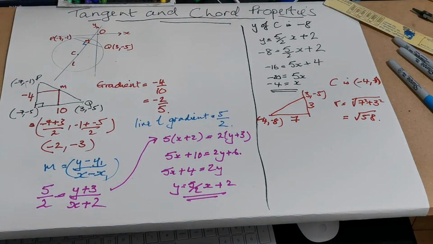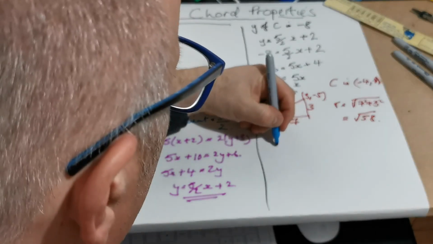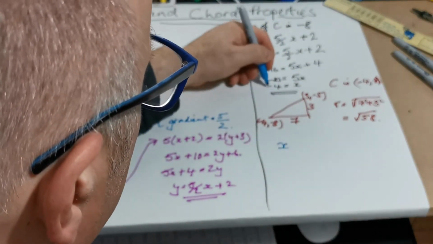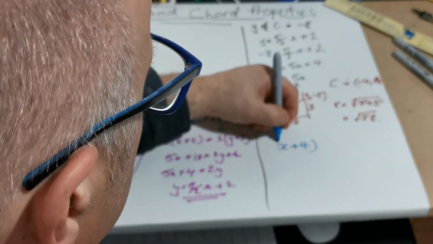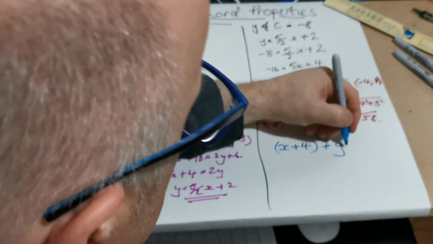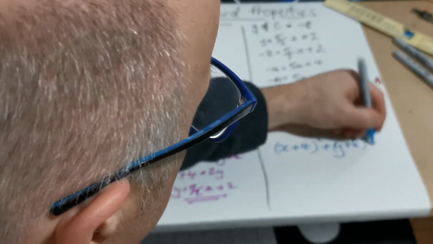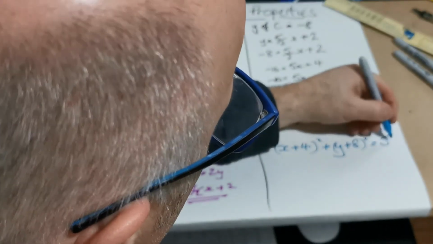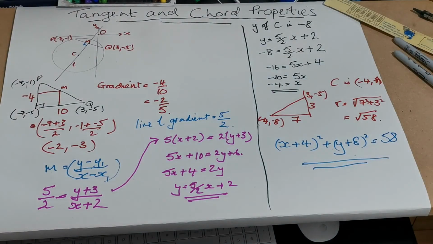So putting that all together for the equation of my circle, I get x, and it's going to be minus minus 4, so that's plus 4, squared, plus y, and minus minus 8, so that's plus 8, squared is equal to root 58 squared, so that's 58. And that should be my final answer.